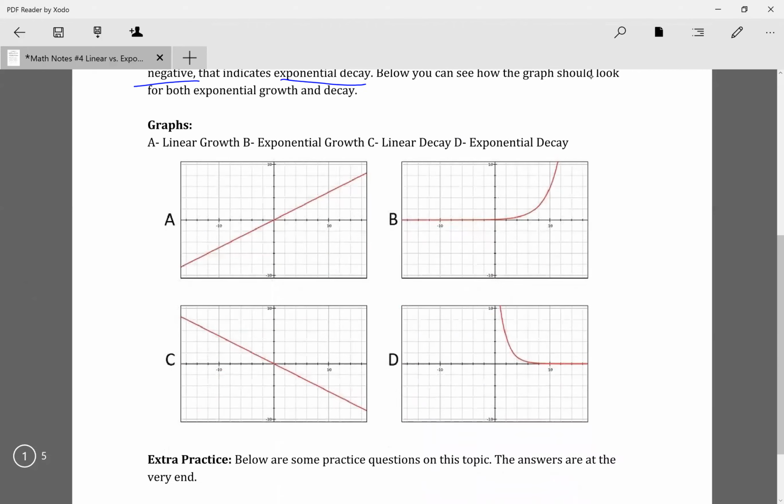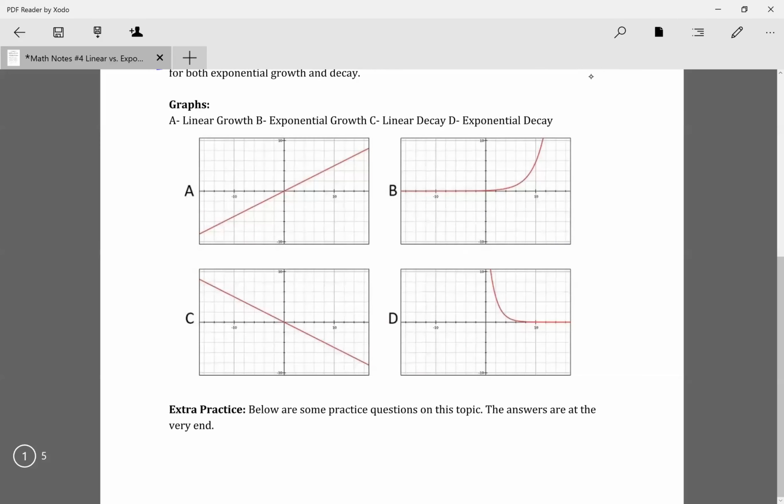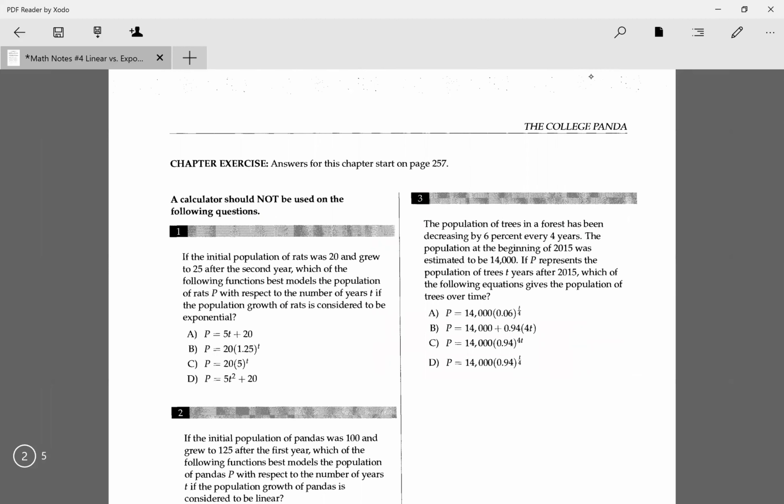If you look at how the graphs look, for B, it starts off going up at a slow rate, but then it rapidly goes up. And for D, it rapidly goes down at first, and then it goes down at a slower rate. But let's do a couple of questions on this topic. I have attached 8 questions here and the answers, and I'm going to do 4 of them.